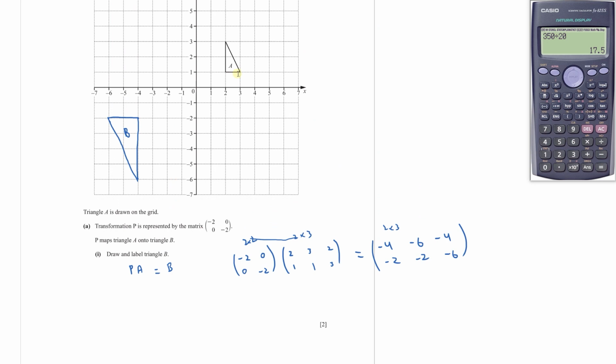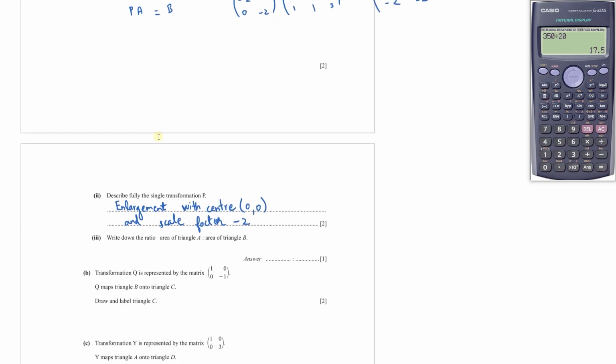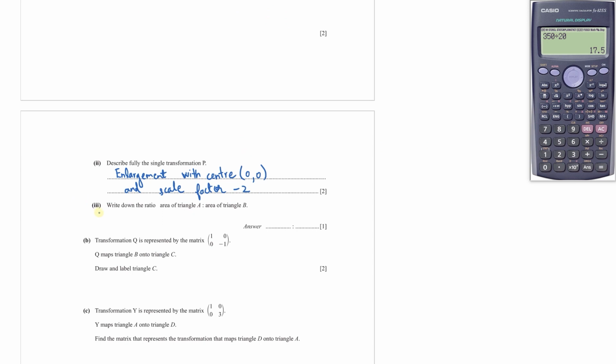So you can see the ratio of the corresponding sides is 1:2. If this side was length 1, this side is length 2. So the ratio of areas will simply be the square. So the area of triangle A over the area of triangle B will be the ratio of their sides, 1:2, squared. So this will be 1/4, which is 1:4.